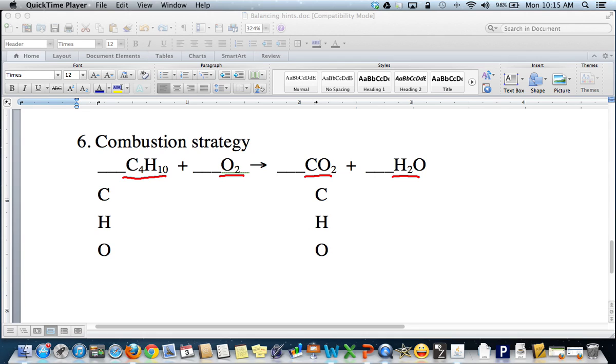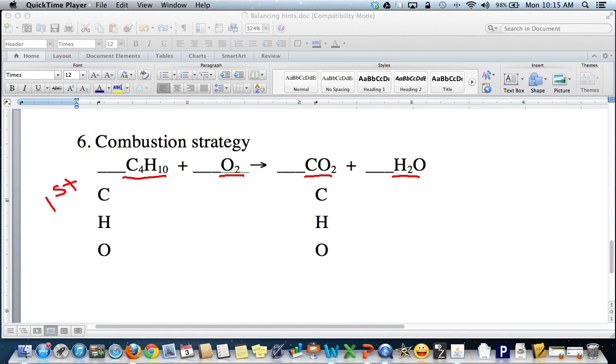Now, this is one of the only ones that I would strongly urge you to follow my directions step by step, and you will get the right answer. If you don't follow these directions step by step, you're going to be there forever trying to go back and forth and balance, okay? So, with that in mind, first step.